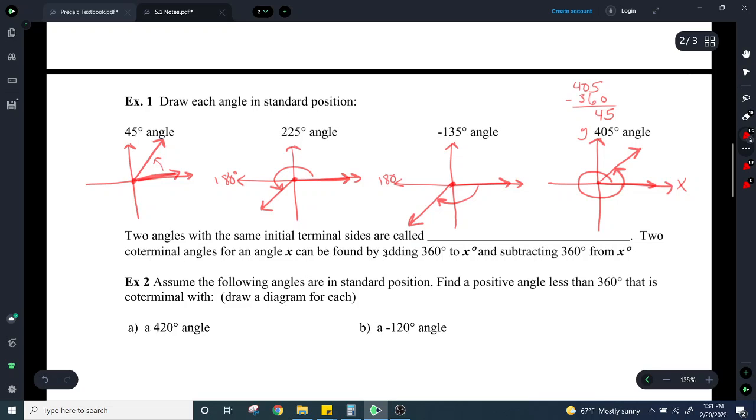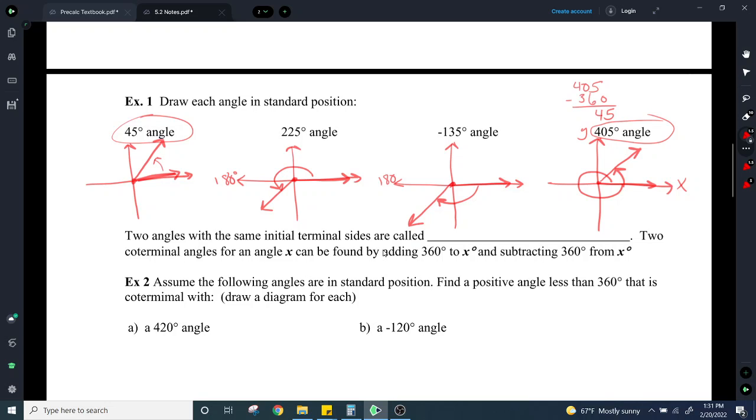Notice that this starts and ends in the same location as this question over here did. These two angles, notice they start and end, the initial and the terminal sides are exactly the same. What's different is the journey they took to get there. This one took a little bit longer to get there because it went all the way around plus another 45. There's a special name for that. That's an important relationship. And so that's called coterminal.